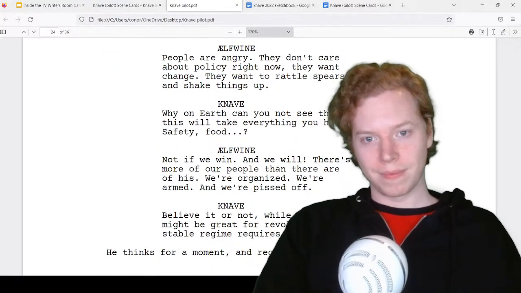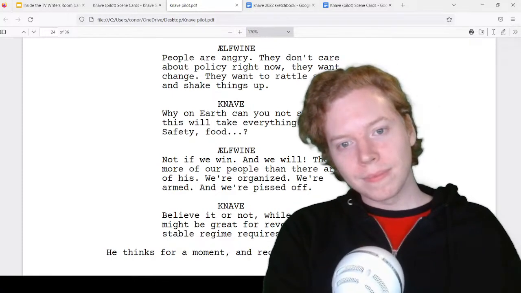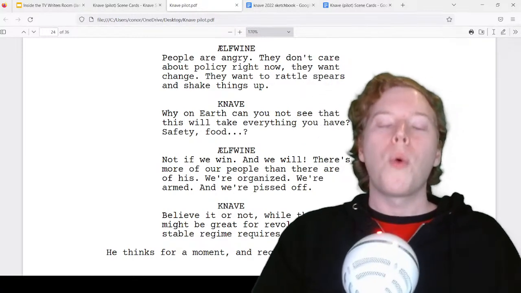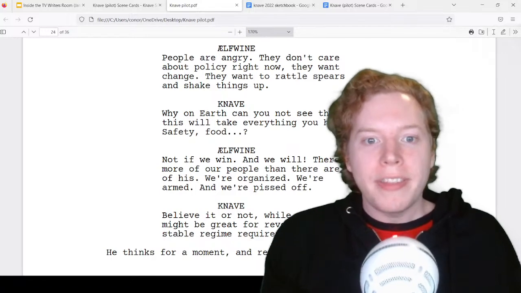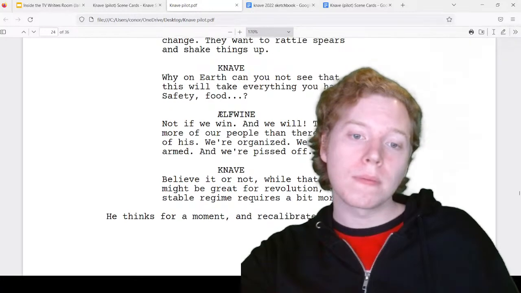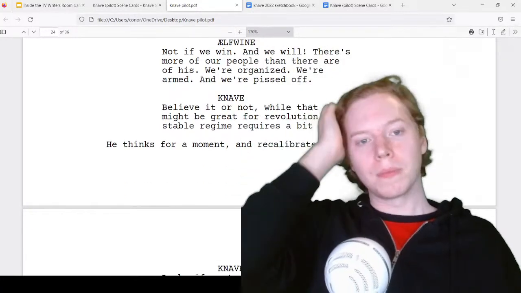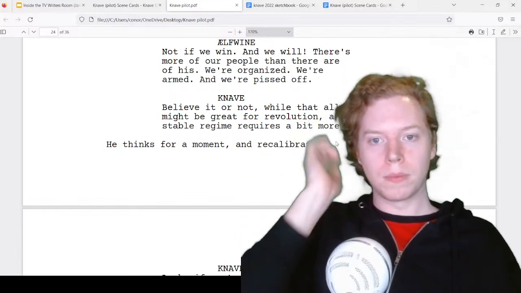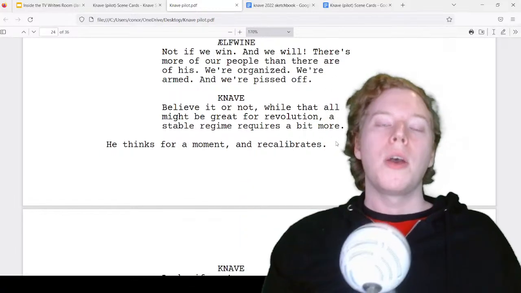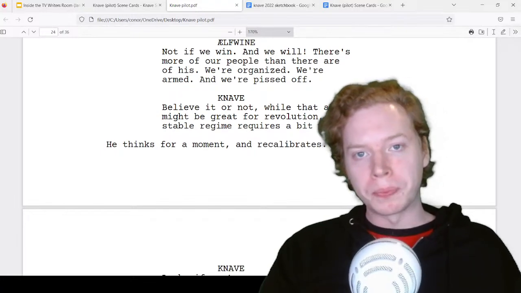People are angry. They don't care about policy right now. They want change. They want to rattle spears and shake things up. Why on earth can you not see that this will take everything you have? Safety, food? Not if we win. And we will. There's more of our people than there are of his. We're organized. We're armed. We're pissed off. Well, believe it or not, all that might be great for revolution. A stable regime requires a bit more.